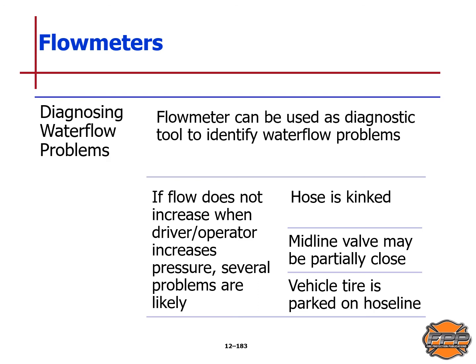Let's talk about diagnosing water flow problems. A flow meter can be used as a diagnostic tool to identify water flow problems. If flow does not increase when the driver-operator increases pressure, several problems are likely. Either the hose is kinked, a midline valve may be partially closed, or a vehicle tire is parked on the hose line.